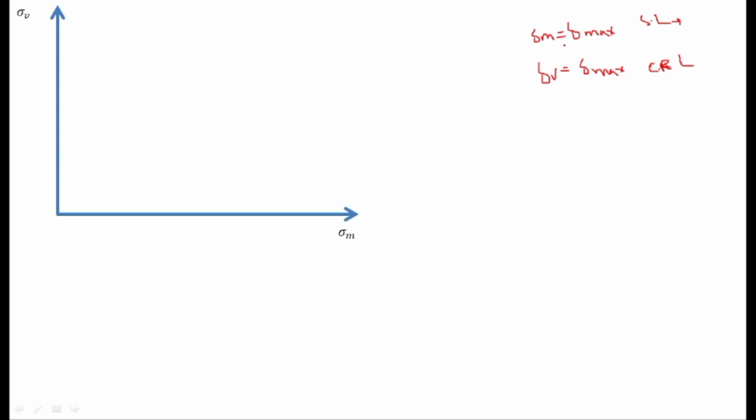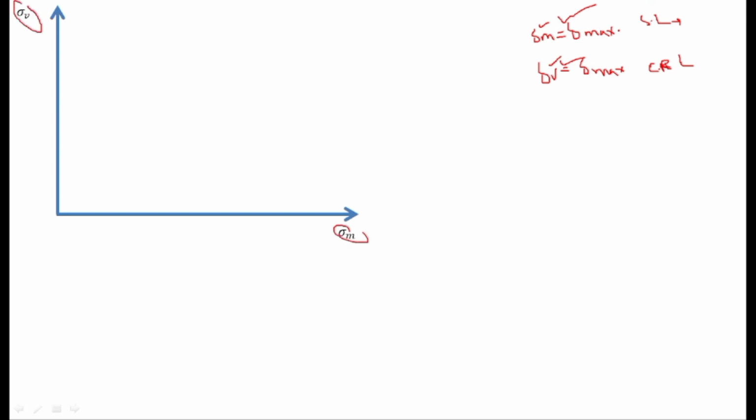That is why we have taken this one, and similarly, for all other loads, the sigma variable values will be less than sigma max. Since these two, sigma mean in case of static load and sigma variable in case of completely reversed load, are equal to sigma max, that is why we have taken them for the graph.